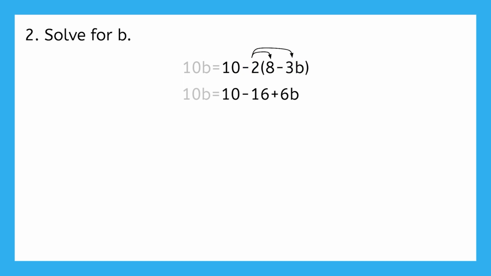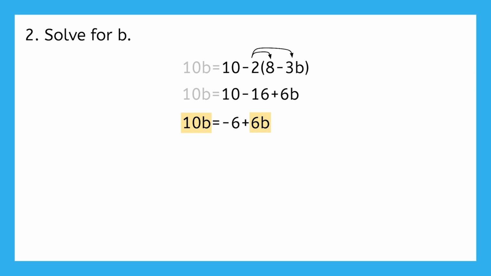Oh, I still have some like terms here. I can combine 10 minus 16 to make negative 6. Fully simplified, my equation now looks like 10b equals negative 6 plus 6b. Okay, so I have variables on both sides of this equation, and I have to bring them together. I can choose to cancel either of these variable terms, but which one do you think would be the most efficient to cancel?